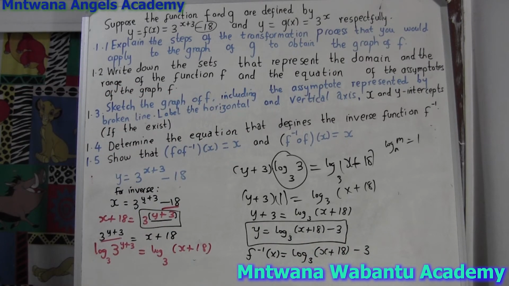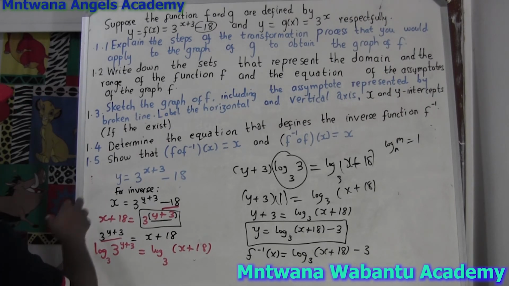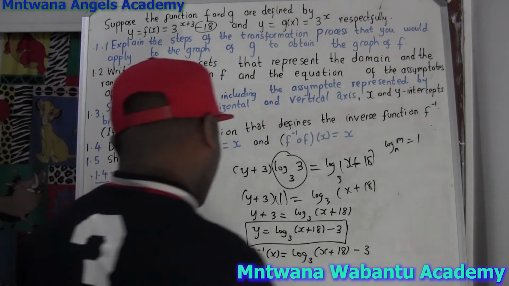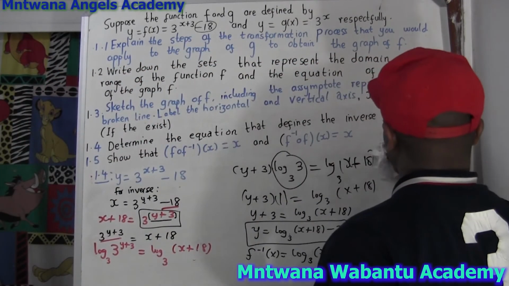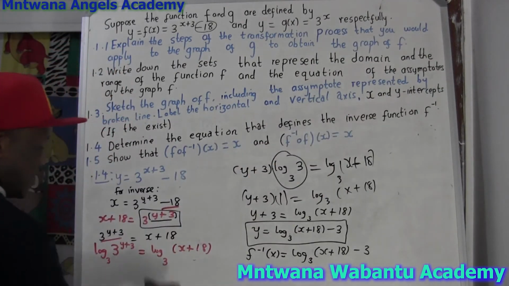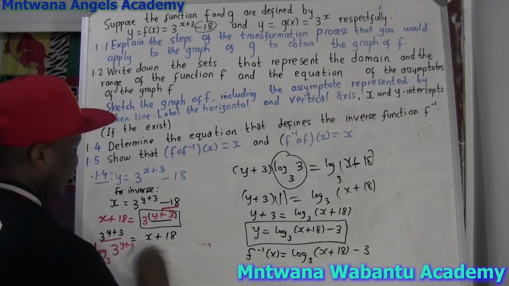So now let's go to the next one. What do they want? They say 1.5, so this was 1.4. It was only this, but I had to make you understand. Now, show that this and that are equal to x. I'm going to erase this, I don't need this.